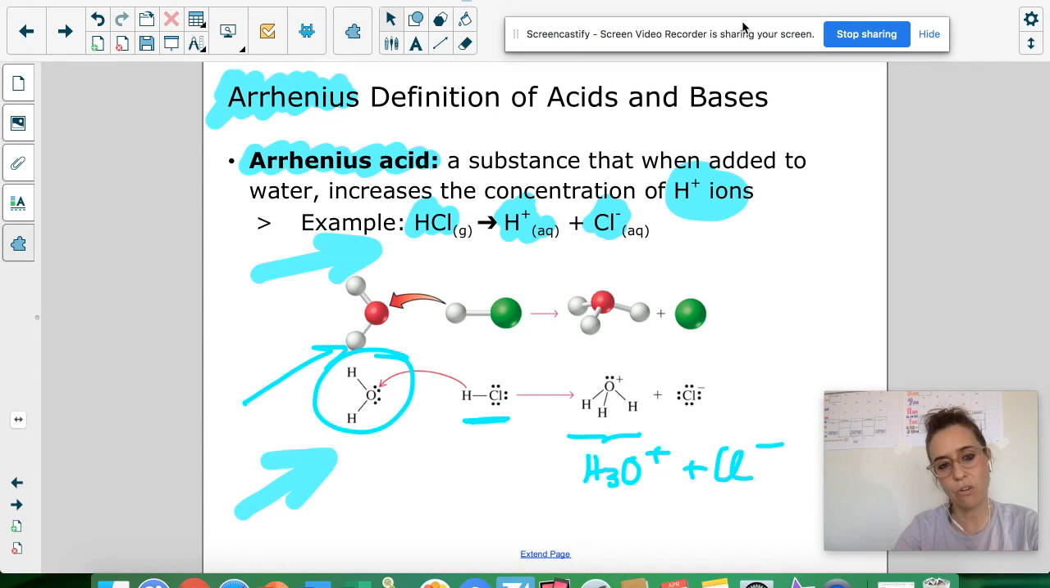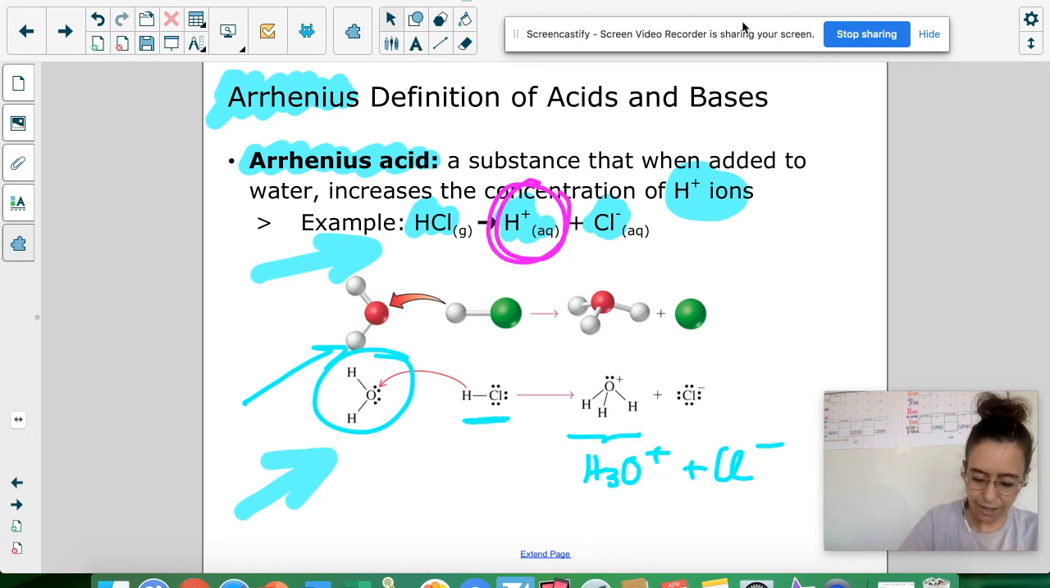And again, hydrochloric acid is an Arrhenius acid, because it's a substance that, when dissolved in water, increases the amount of hydrogen ions, adds hydrogen ions to the concentration or to the solution.